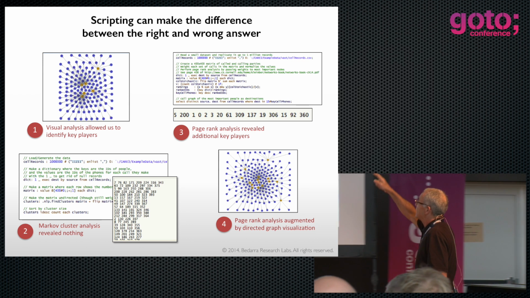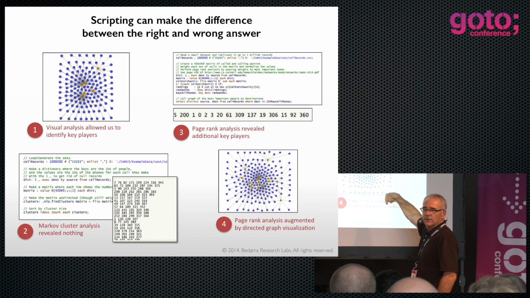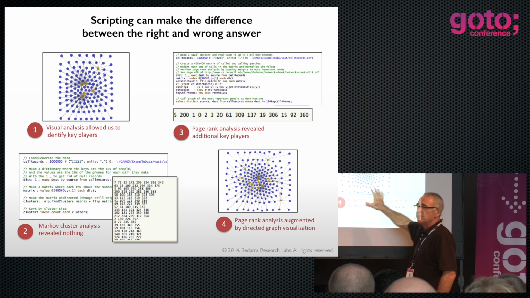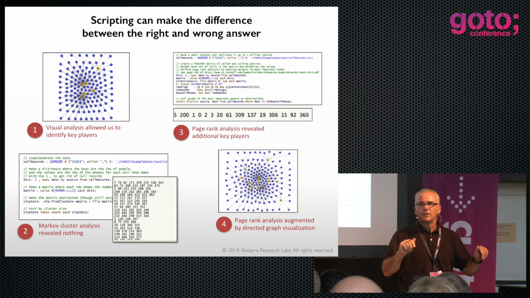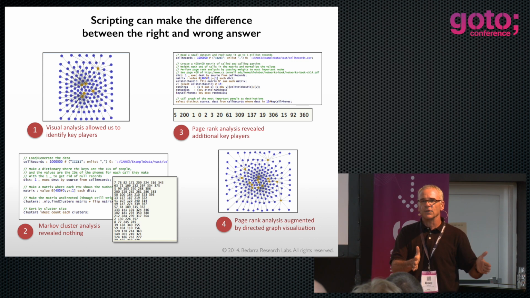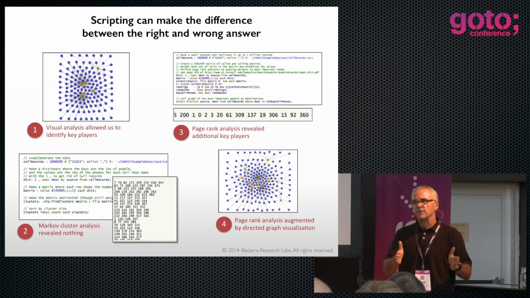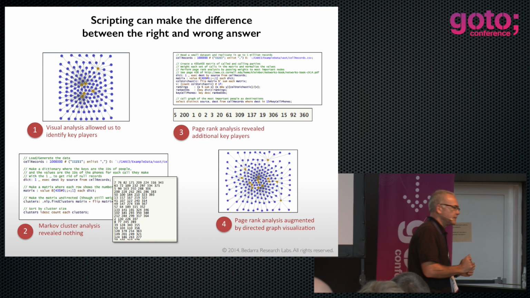So then I was able to take that page rank analysis and couple it with another visualization and actually come up with the right answer versus the wrong answer. If I just stopped with the visualization first, it would have been wrong. So it's the ability to do these things in any order that's really quite important.